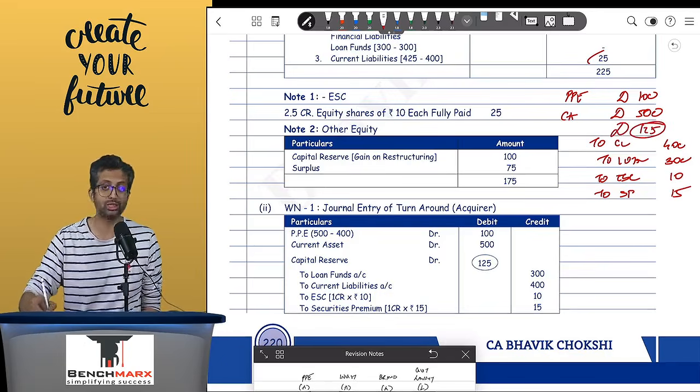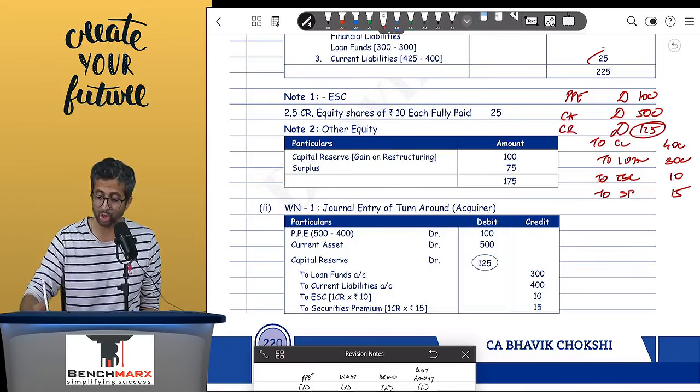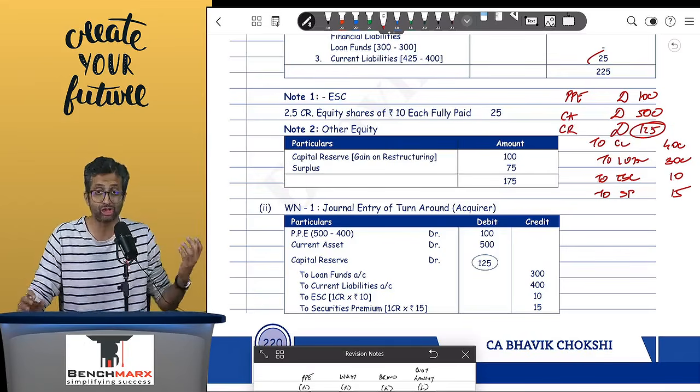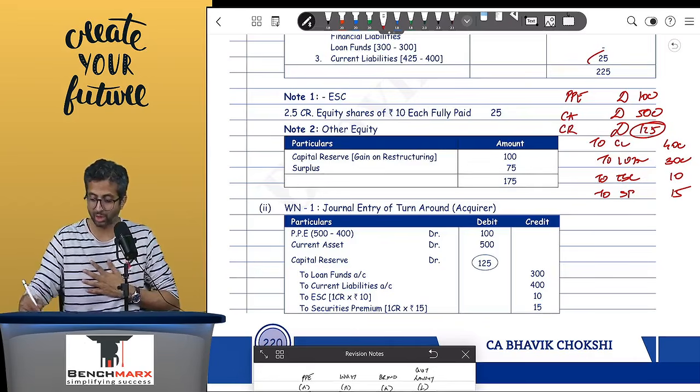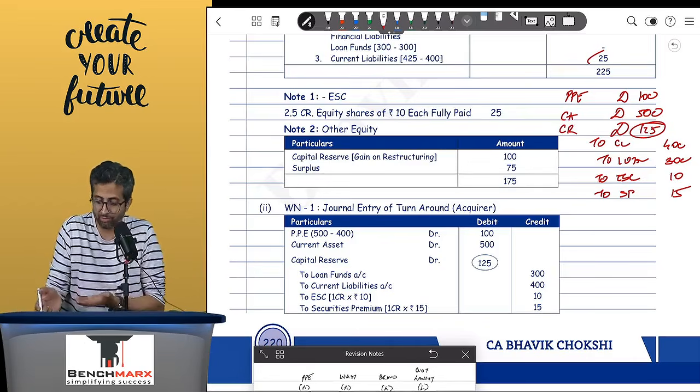Can I call this as goodwill? The answer is no. Why? Because this is a common control combination, and hence this will go as capital reserve debit balance. Now if I have to prepare the turnaround balance sheet, it is nothing but these items.